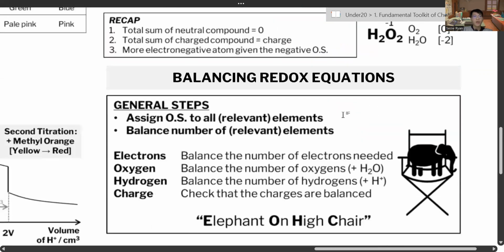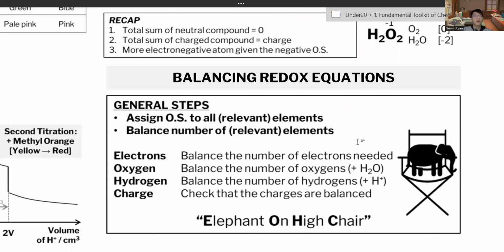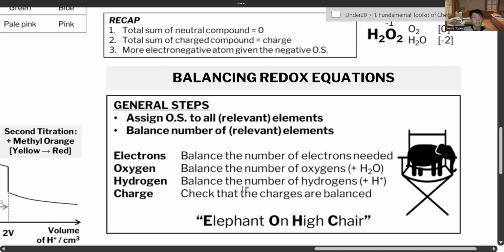So what I like to do is this method called elephant on high chair. There are many ways to do it. One way is to look at half equations and then you balance, right? Half equations are in your data booklet. If they are not given, you can look at the data booklet. If not, you can just go by the question and figure it out yourself, right? So elephant or hydra works this way.